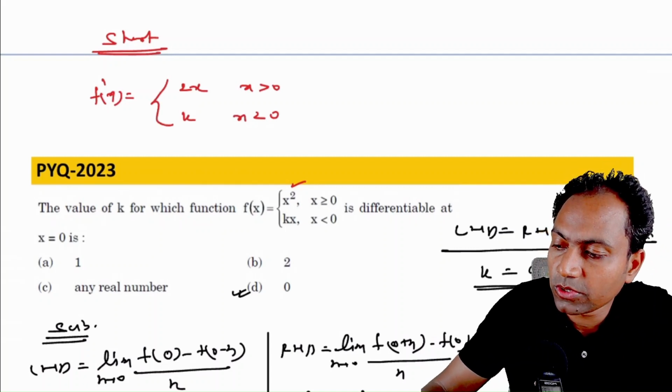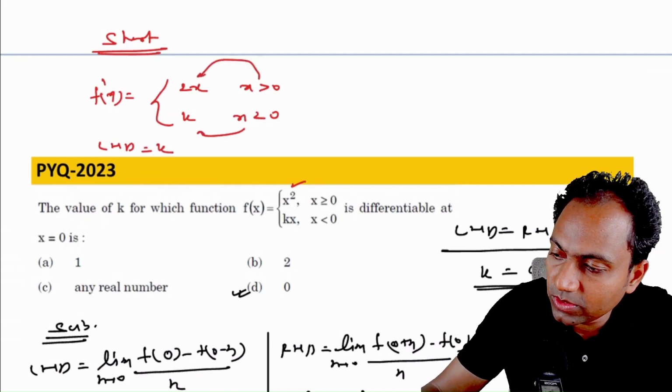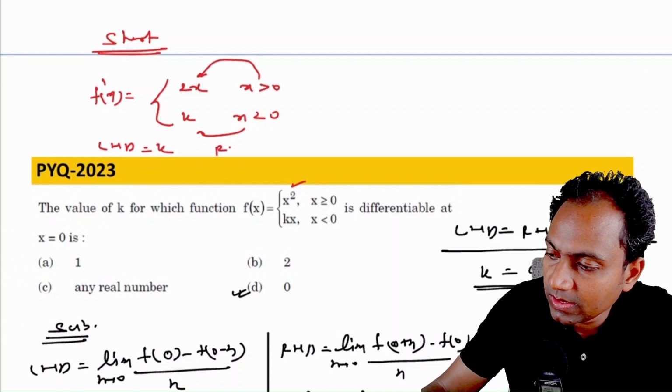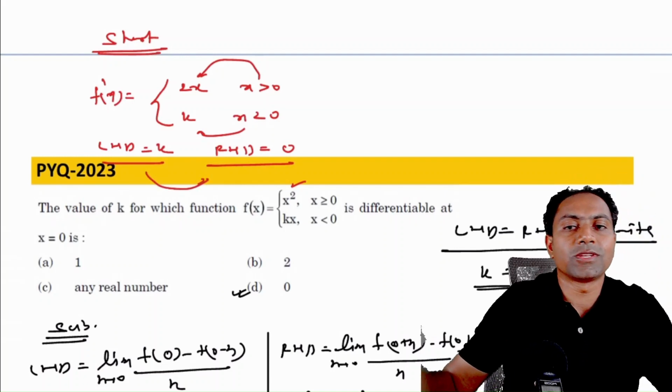Now what you need to do is, in order to find LHD, it is very simple. Just put x equal to 0 in this part, it becomes k. For finding RHD, put 0 in the other part, so it becomes nothing but 0. So directly you are getting the same answer that we earlier got using that many steps.